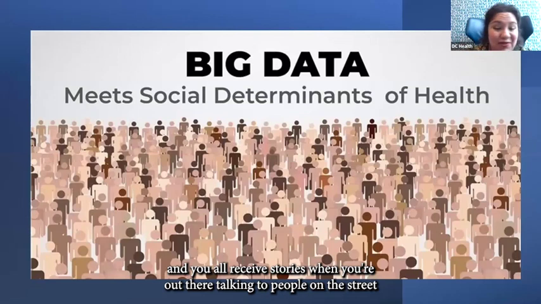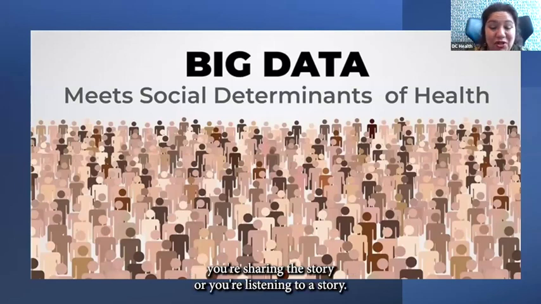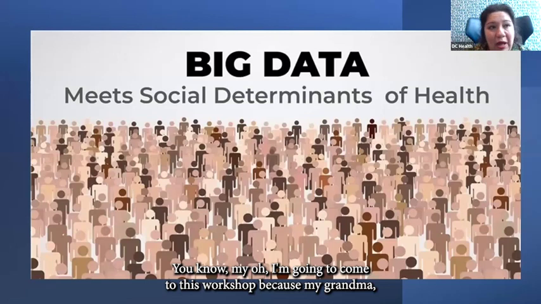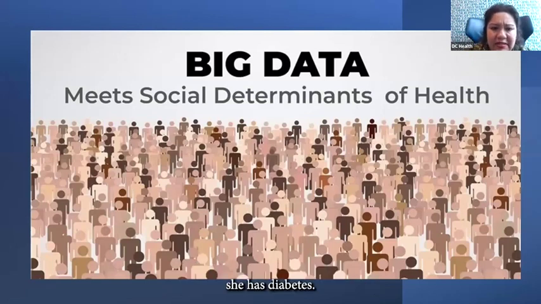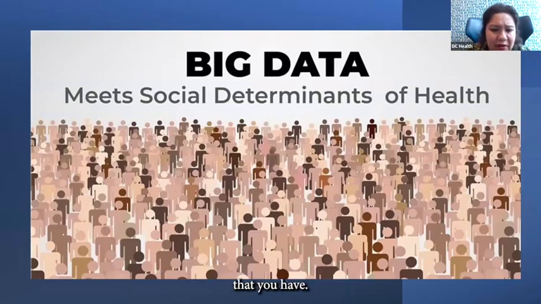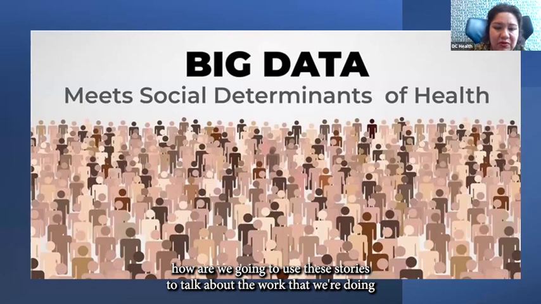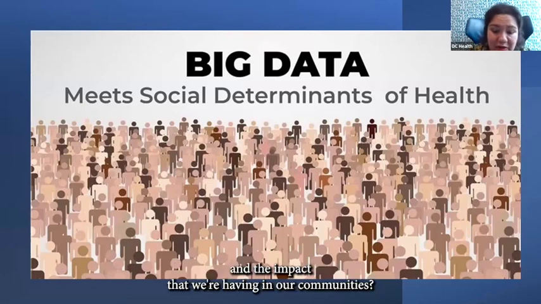And you all receive stories. When you're out there talking to people on the street or trying to get people to come to your workshops, you're sharing a story or you're listening to a story. I'm going to come to this workshop because my grandma has diabetes, and I think it would be good for her to learn about some of the programs that you have. So you're collecting these stories from people on the street or people that walk through your door. How are we going to use these stories to talk about the work that we're doing and the impact that we're having in our communities?